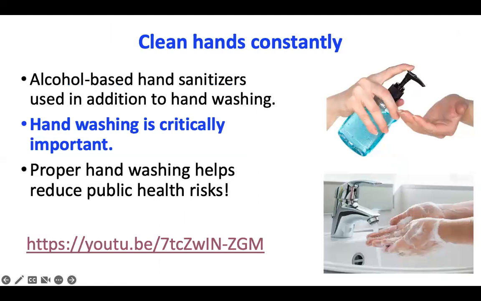So hand washing with soap and water is the best way to remove all types of germs from hands. When soap and water are not available, alcohol-based hand sanitizers may be used in addition to hand washing. Those hand sanitizers cannot replace hand washing. So when you have a chance, you still have to hand wash. Even though hand sanitizers kill the germs on your hand, they are still on your hand. So always make sure you wash your hands properly, and wash your hands constantly.